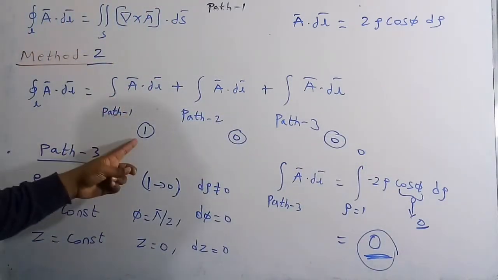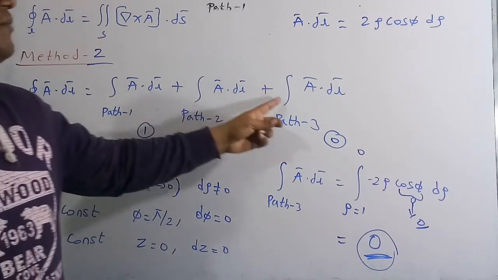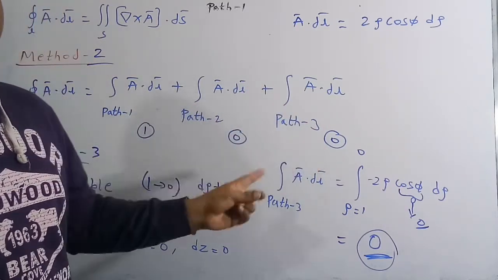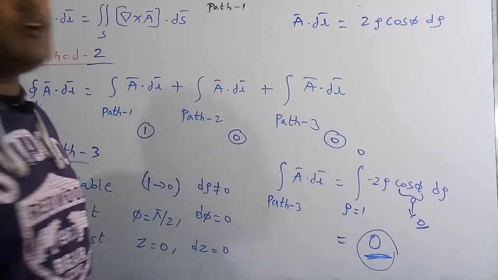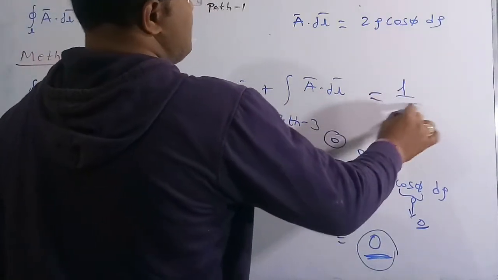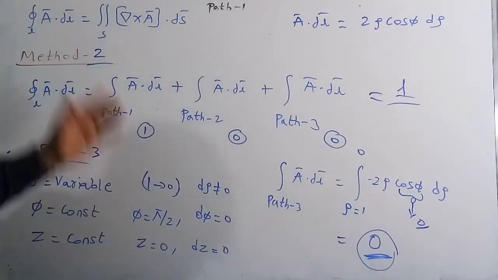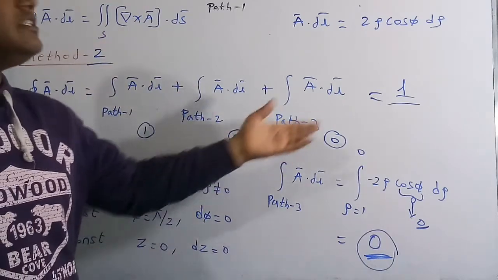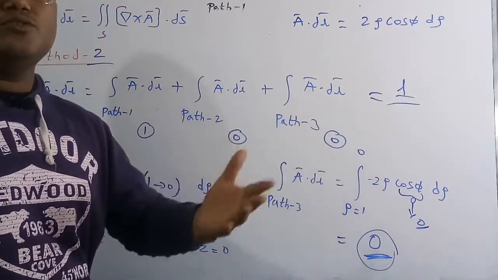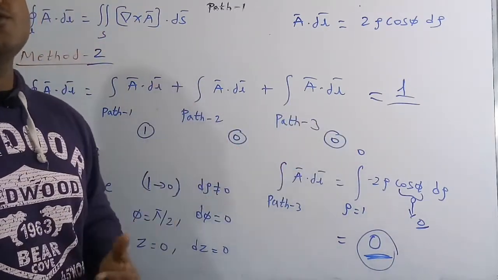For path 1 we got 1, for path 2 we got 0, and for path 3 we got 0. Now adding 1 plus 0 plus 0, it is equal to 1. So by both methods, LHS and RHS, we got the same answer, which is 1. In the examination it is up to you which method you prefer to solve this type of question. Now we are going to solve the sixth question.